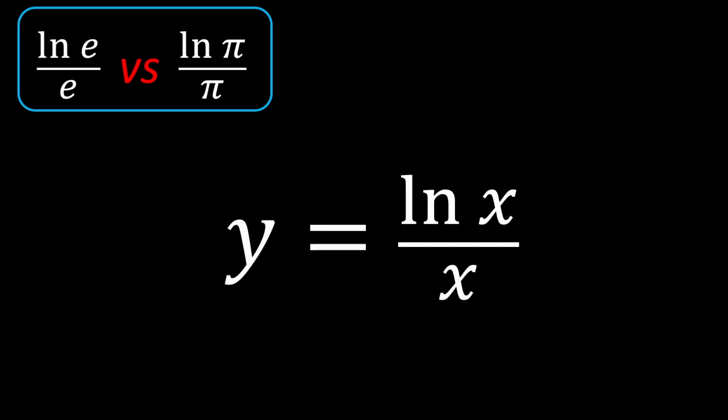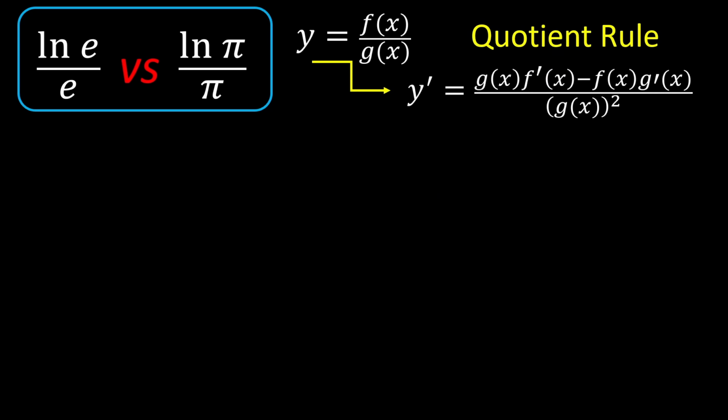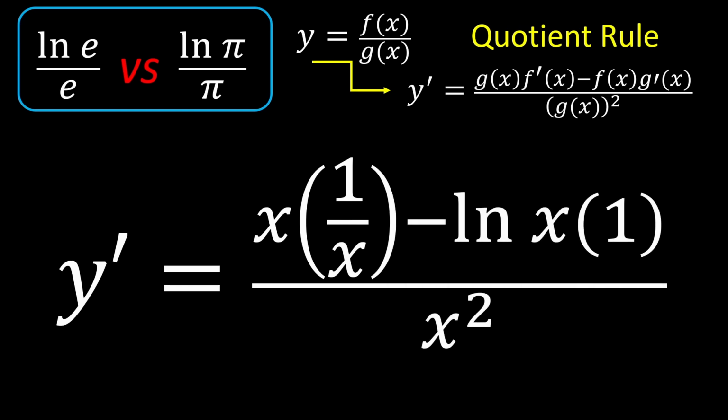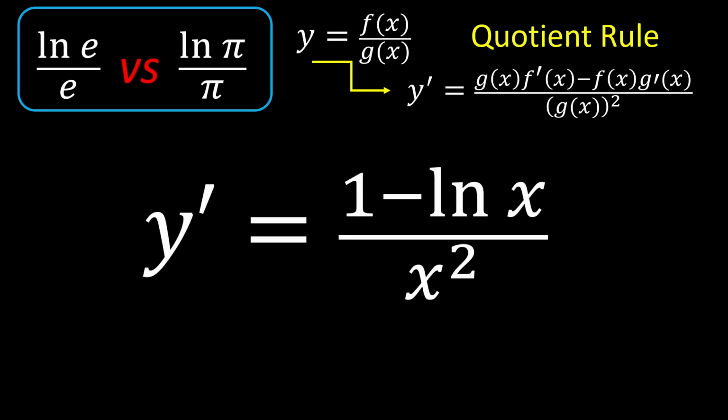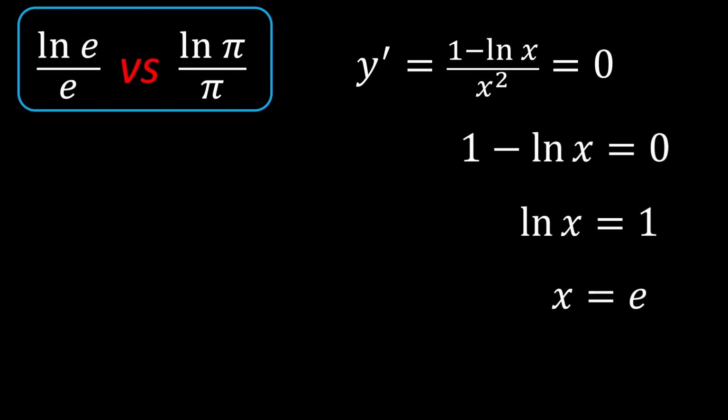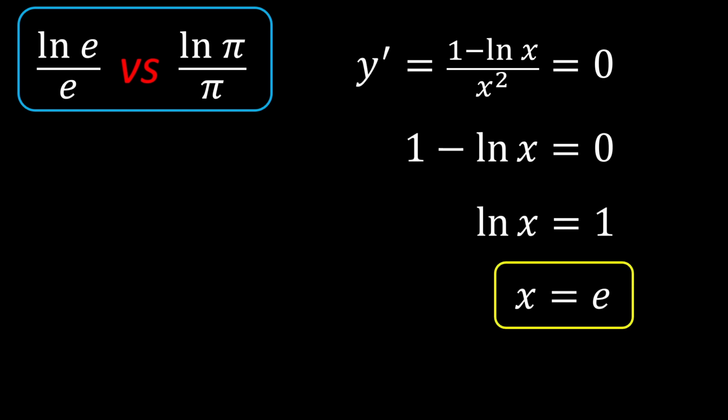And we all know taking the derivative is the key to finding maxima and minima, so Euler did just that. He of course used the quotient rule to get y prime equals x times the derivative of natural log x, which is 1 over x, minus natural log x times the derivative of x, which is 1, all over x squared. And this is just 1 minus natural log x over x squared. He then set y prime equal to 0, and easily found that x equals e.